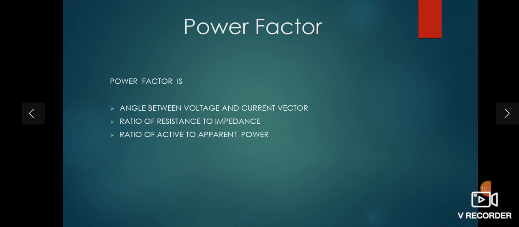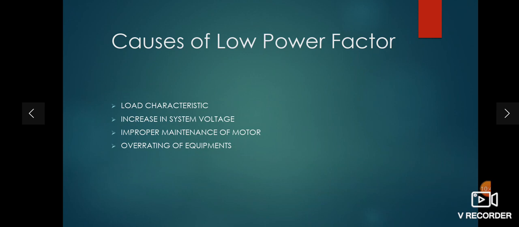Now another method is power factor improvement. Before starting the power factor improvement method, you should know what the power factor is. Power factor is the cosine of the angle between the voltage and current phasors. Another definition is the ratio of resistance to impedance, or the ratio of active power to apparent power.